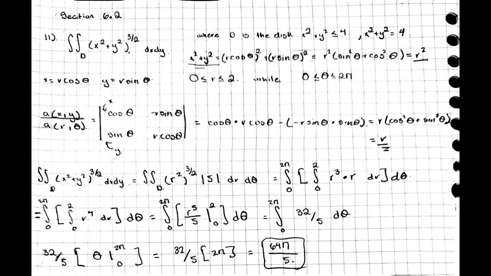Okay, so for question 11 of section 6.1, we're asked to evaluate this double integral of (x squared plus y squared) to the exponent 3 over 2 dx dy, where D is the disk where x squared plus y squared is greater than or equal to 4. And what I first noticed is that we don't have endpoints for x and y. And so we would actually have to convert our x and y coordinates into polar coordinates. The relationship between those two is that x can be defined as r cosine theta, while y can be defined as r sine theta.